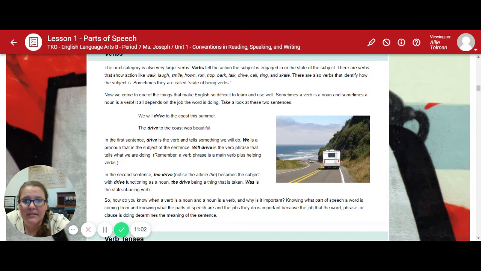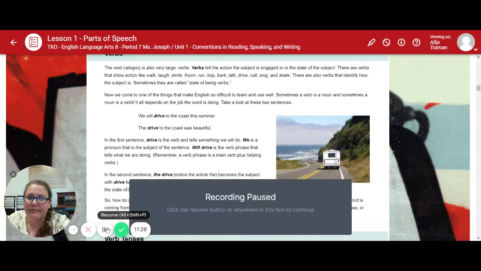Will drive is the verb phrase that tells what we are doing. Remember, a verb phrase is a main verb plus helping verbs. In the second sentence, the drive, notice the article the becomes the subject, with drive functioning as a noun. The drive being a thing that is taken. Was is the state of being verb.